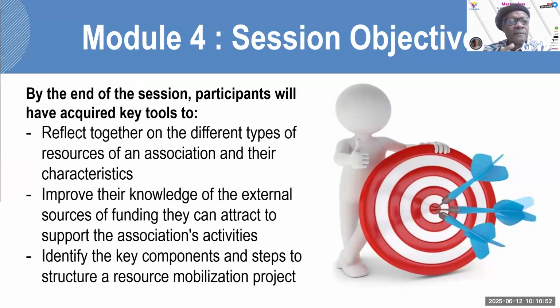The objectives of this session are to give us the opportunity to reflect together on the different types of resources that an organization can pretend to have. Then we will be talking about how we can improve our collective knowledge of the external sources of funding that we can attract to support our association's activities. Because if you don't have resources, you cannot organize any activity. So we are going to look at the various sources that are available to us. And the third objective will be for us to identify the key components and the steps to structure a resource mobilization strategy or resource mobilization plan.